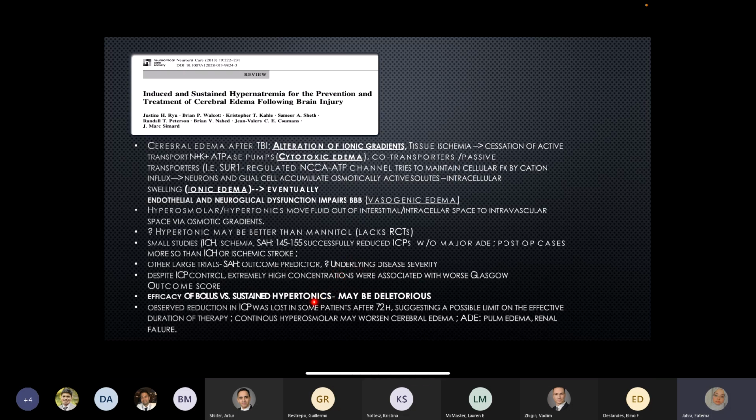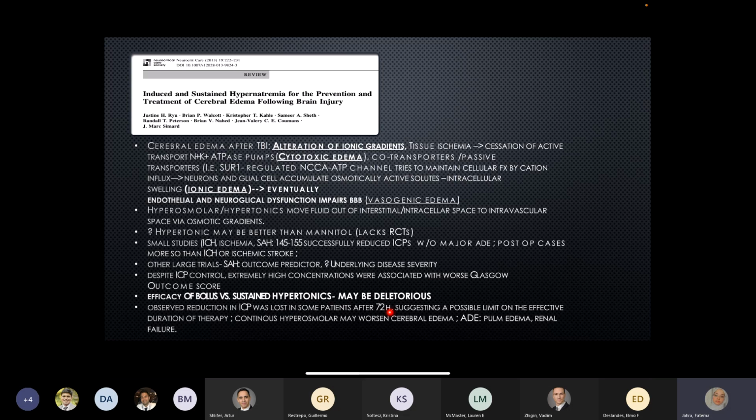So back to our question about whether bolus is better or whether bolus and sustained hypertonics both work the same way. Actually, they found in this review that sustained hypertonics can actually be harmful because the effect of ICP reduction in studies kind of muted down after 72 hours. And then it also came with its own slew of renal side effects and things like that.